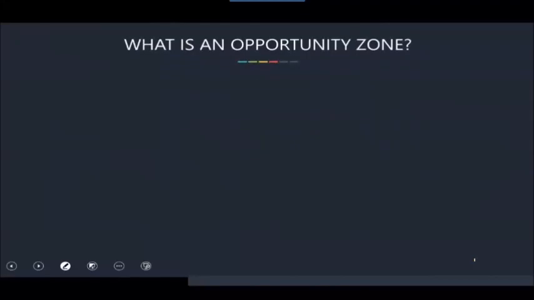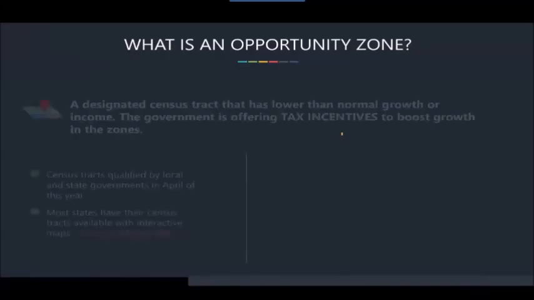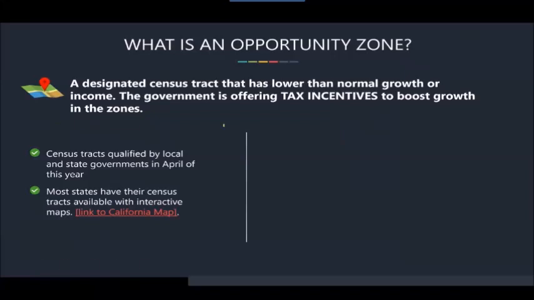So let's get started. What really is an opportunity zone? An opportunity zone is a designated census tract that has lower than normal growth or lower than normal income or both. And the federal government is offering tax incentives to boost growth inside of that zone. So that's the definition of the zone.